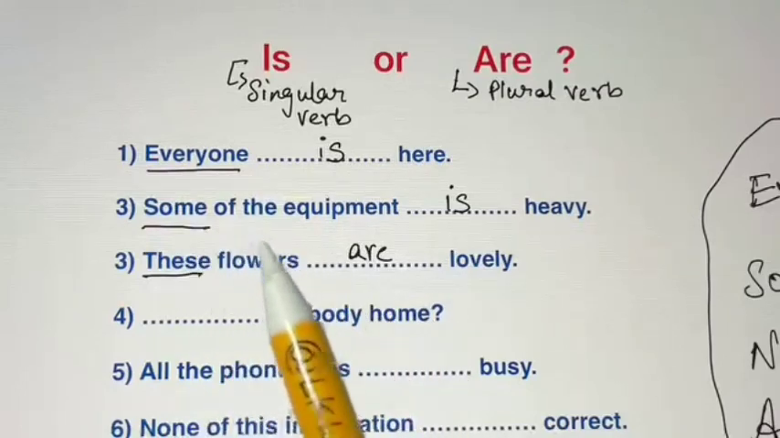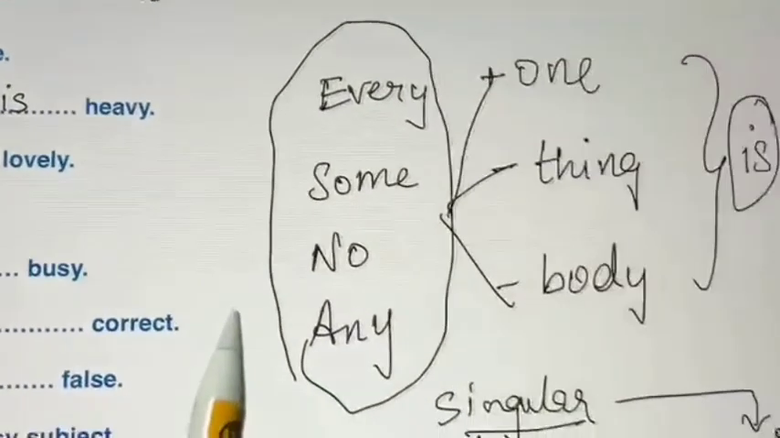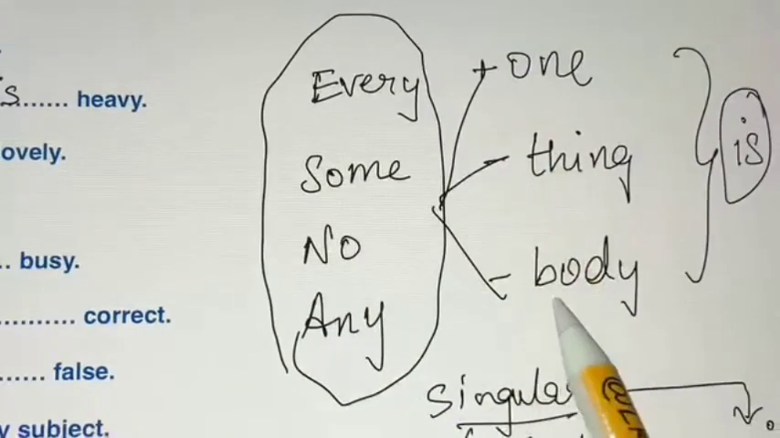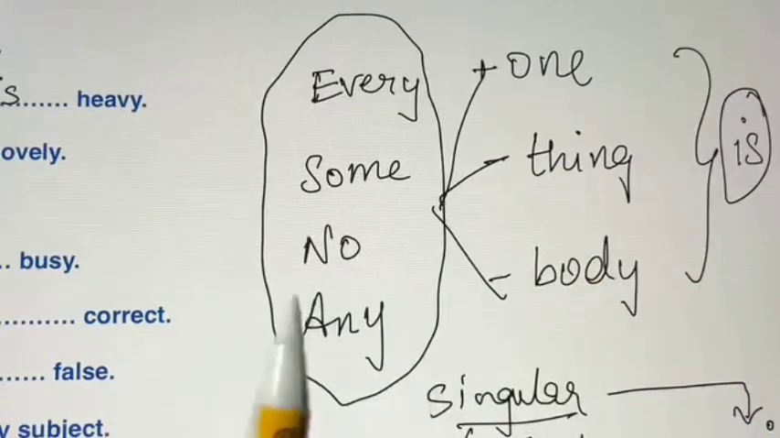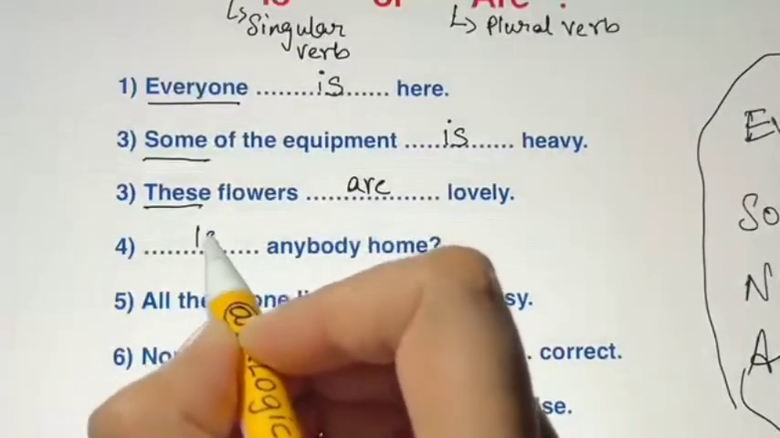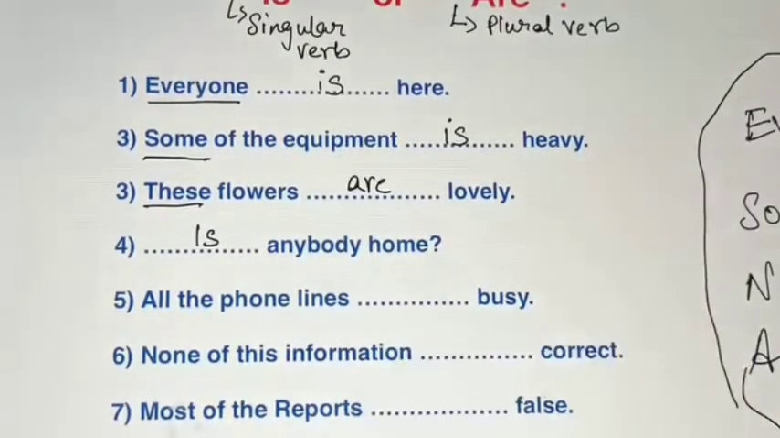Next is blank. Anybody home? So anybody, let's revise. Anybody is a singular subject with which we use a singular verb that is. So is anybody home?